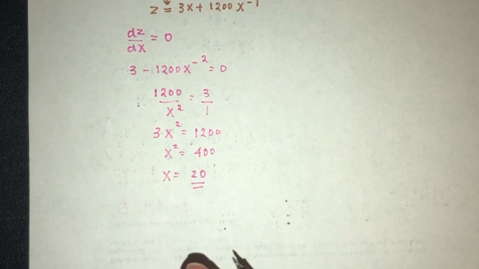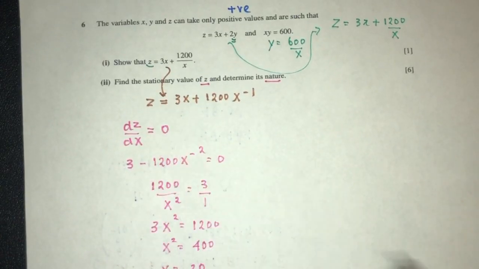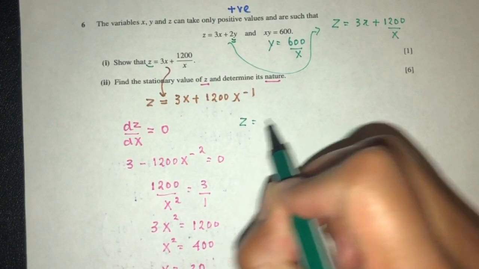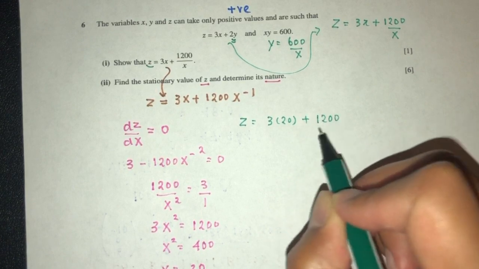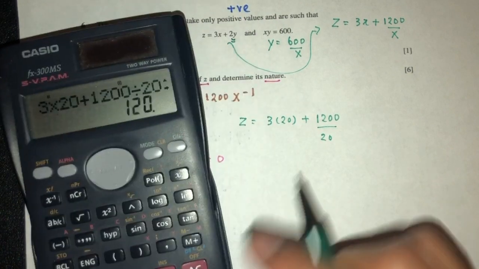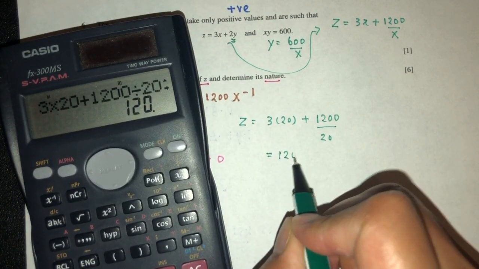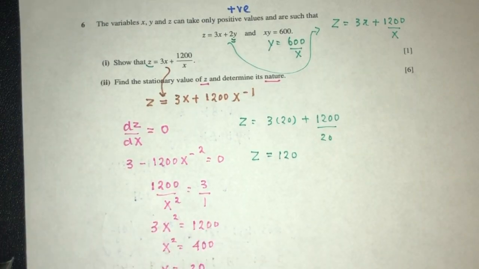Now, I do realize that this is the value of x. We place it back in z to find the stationary value of z. That should be 3 times 20 plus 1200 divided by 20. That should be 120. And z will be 120 for the stationary value.